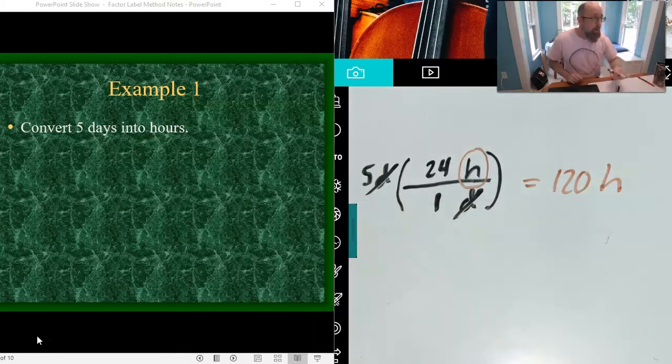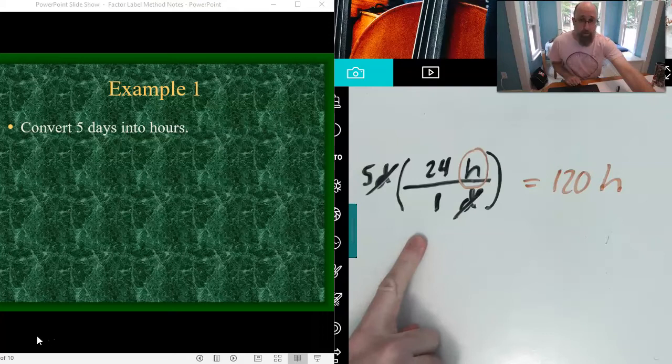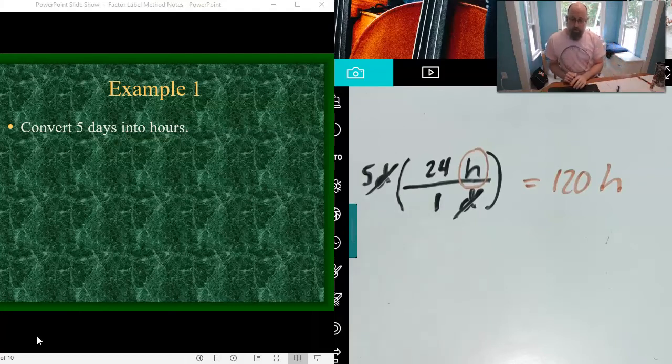And I realize that many of you could get there without this full setup. I understand that. That's not really the point of what we're doing here. I want you to practice this in a context in which you're familiar with it, when it's easy, in other words, so that you can use this factor label method when we get into more difficult applications later on.